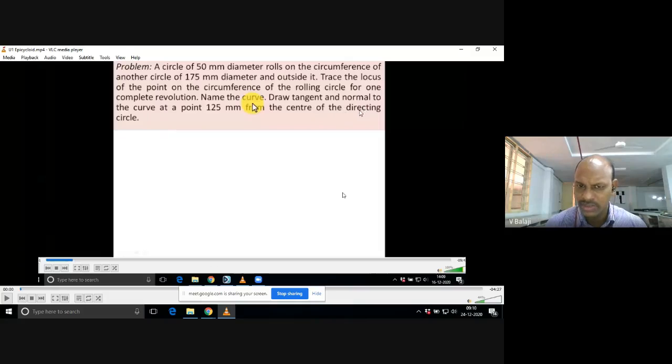It has some particular radius, right? That is given: radius 175 by 2. So that is the directing circle. Actually, it is directing the rolling circle. That's why it is known as the directing circle.